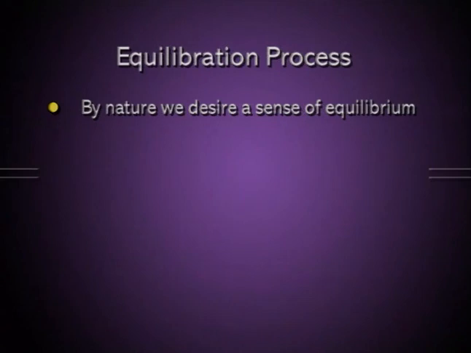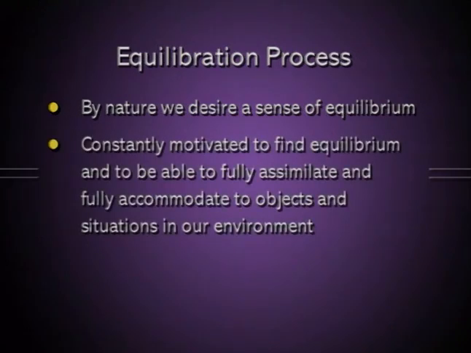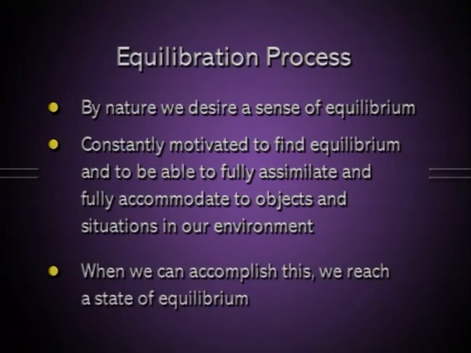Piaget thought that the equilibration process was the most important process in development. According to him, by our nature as living organisms, we desire a sense of equilibrium. We're constantly motivated to find an equilibrium in different areas. And one of the areas that we want to find it is we're motivated to fully assimilate information and also fully accommodate information that we bring in through our senses or from objects or situations in the environment. And when we accomplish this, when there's a balance, but the balance really means full assimilation, full accommodation, then we reach a state of equilibrium.